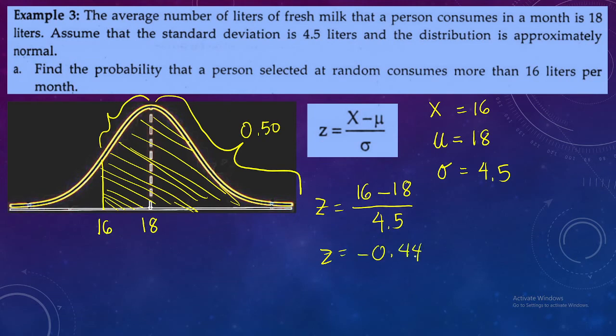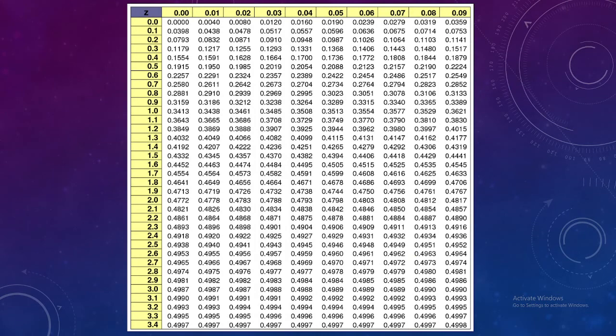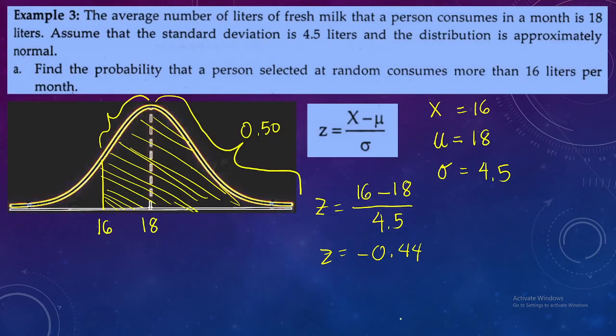Now, let's go to our z table. 0.44. Which row has the value 0.44? Okay. We have 0.4 over here. This is 1, 2, 3. How much is our 0.44? 0.1700, sir. 0.17. So let's go back here. So the area here is 0.1700. So go back to this problem to get the total area.